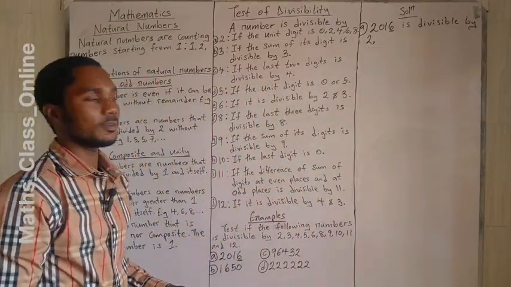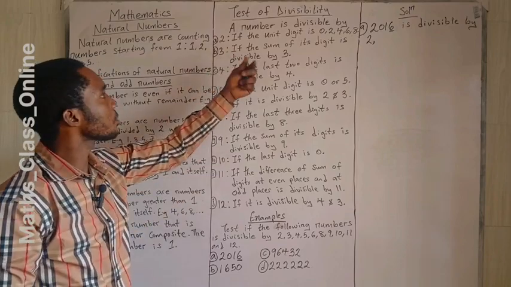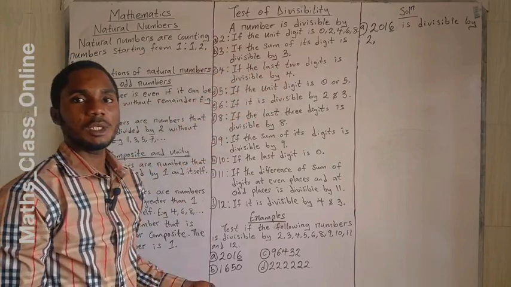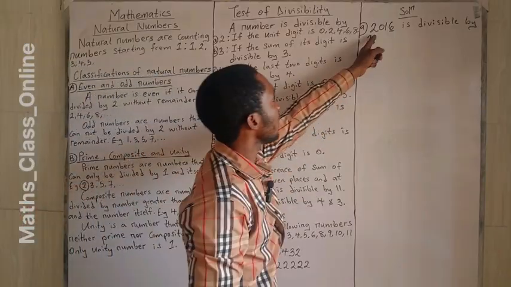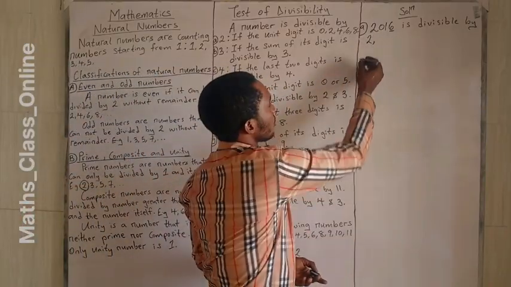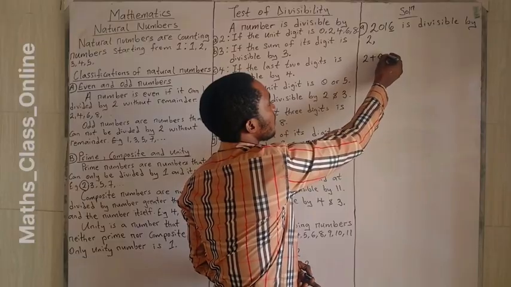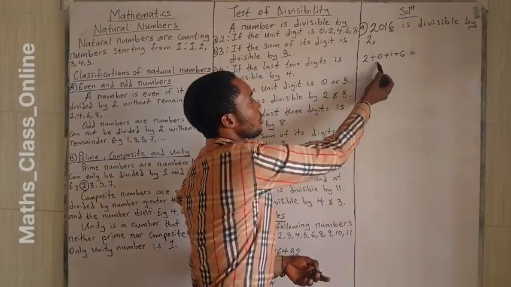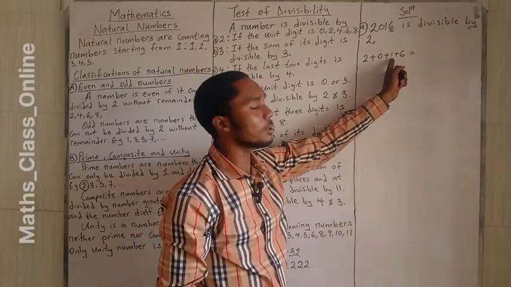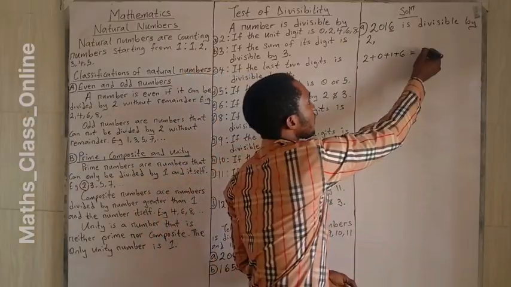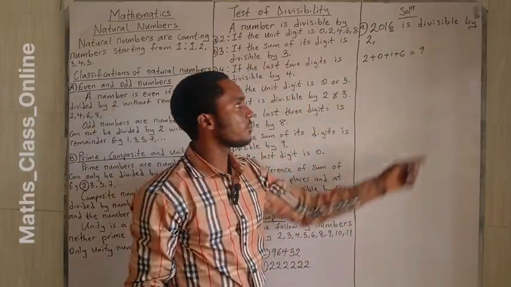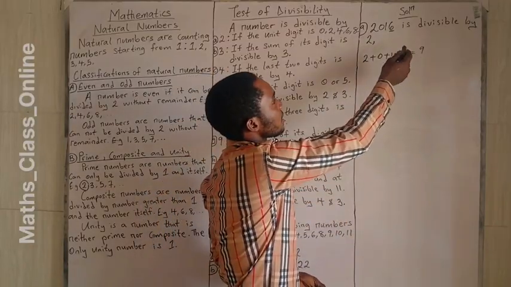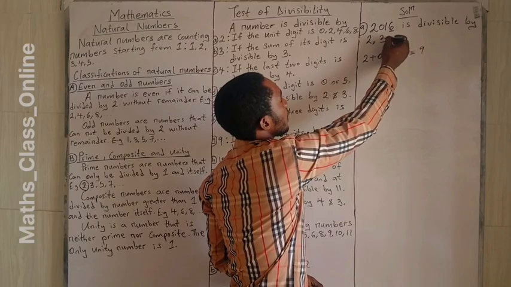Let's test for divisibility of 3. A number is divisible by 3 if the sum of its digits is divisible by 3. What is the meaning of sum of its digits? The digits of 2016 are 2 plus 0 plus 1 plus 6. 2 plus 0 is 2, plus 1 is 3, plus 6 is 9. Can 3 divide 9? Yes, 3 can divide 9. That means that 2016 is divisible by 3.